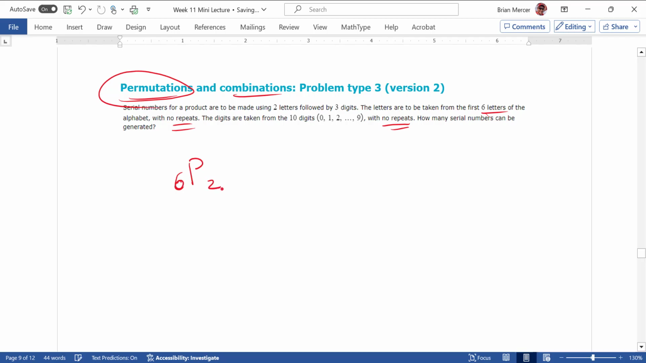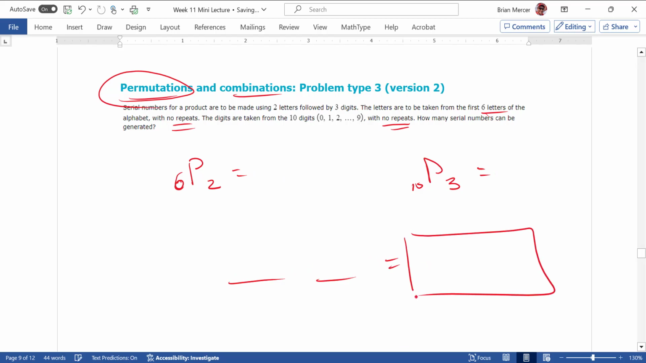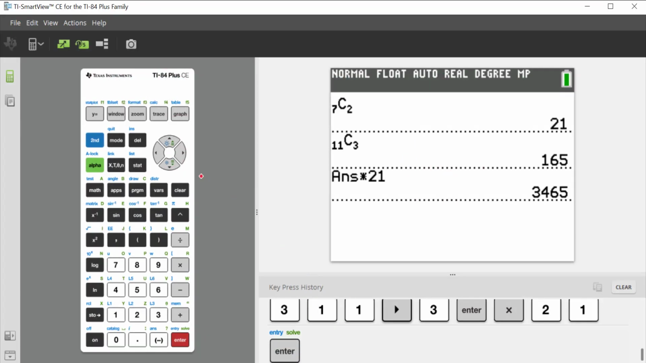To find those 2 letters, I'm going to say 6P2, a permutation of taking 2 letters from those first 6 letters. And then I'm going to take 3 digits from the 10 digits 0 through 9. So that's 10P3. I need to figure out those 2 things separately. Then we'll multiply them together, and we'll have our final answer. So let's go calculate those 2 permutations.